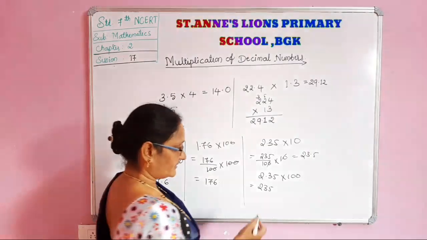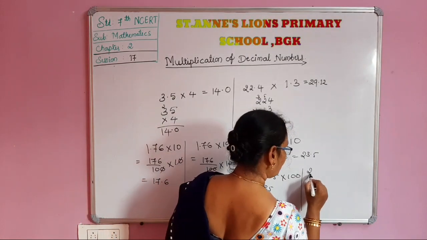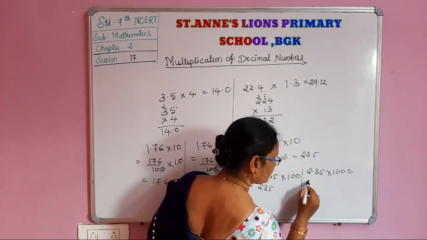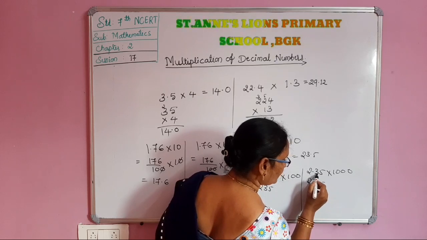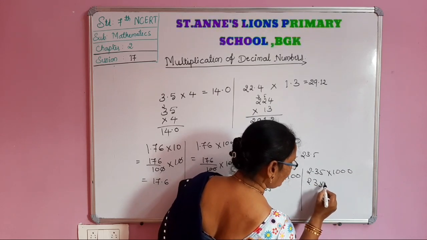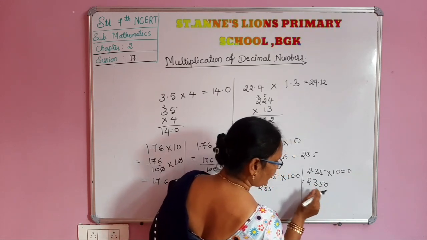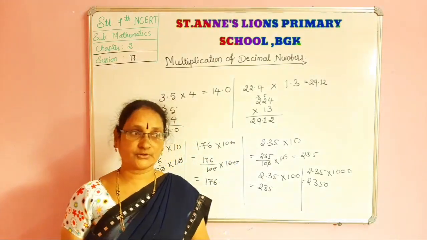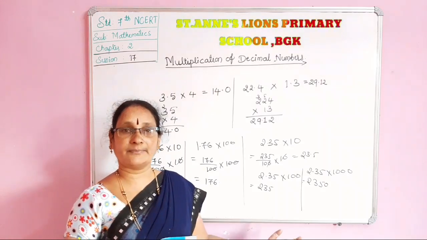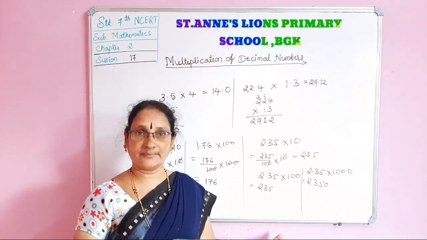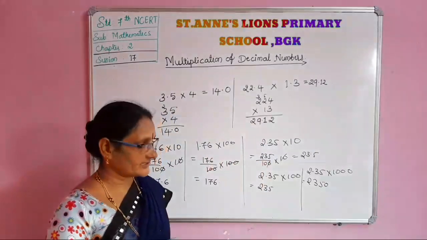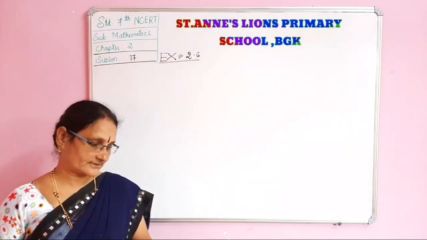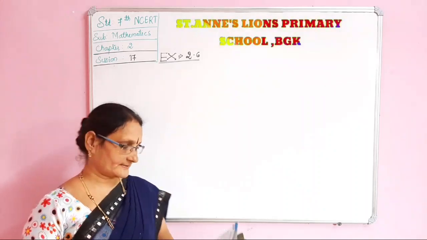1000 means, 2.35 into 1000. Here two decimal places are there. Now how many zeros? Three places. So the answer is 2350. These are some tricks to remember. All these will come by practice, not by hearting. On this base, if you want, you can copy this. Okay. Now the exercise 2.6.